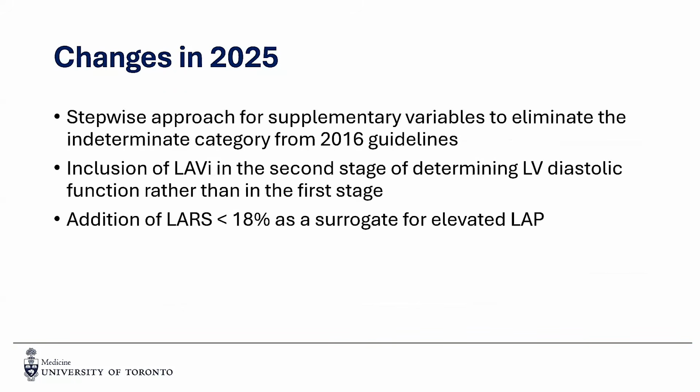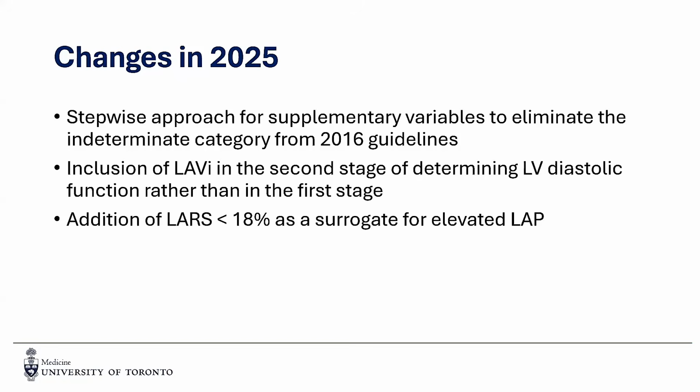And so finally, I'll spend 10 seconds talking about the changes that have occurred in the 2025 guidelines, because I acknowledge I've been talking for 55 minutes. The first thing is a stepwise approach for supplemental variables to eliminate the indeterminate category, which represented between 20 to 30% of patients when we looked at the 2016 guidelines.